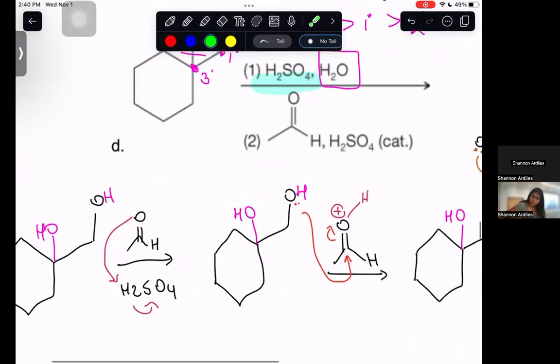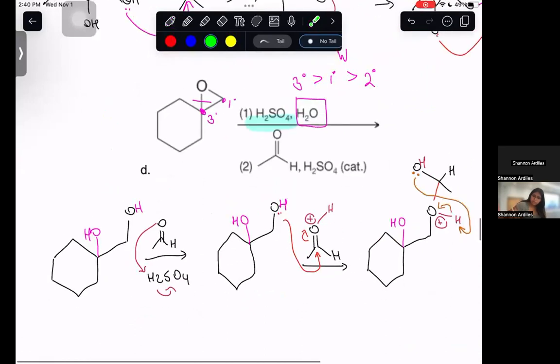Now, we have this structure, and the next reagent is aldehyde with an acid. Aldehyde, I can create 2 things, again, hemiacetal or acetal. Specifically, we have an acid, so we're going all the way to the full form. So we're creating an acetal.